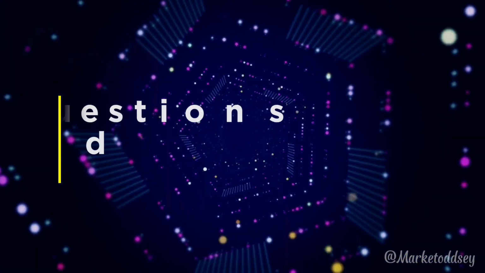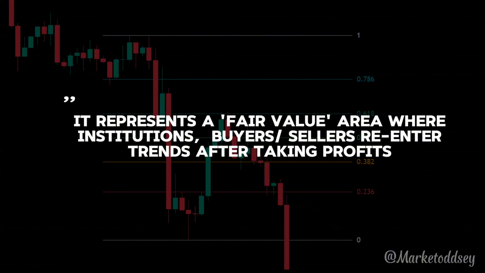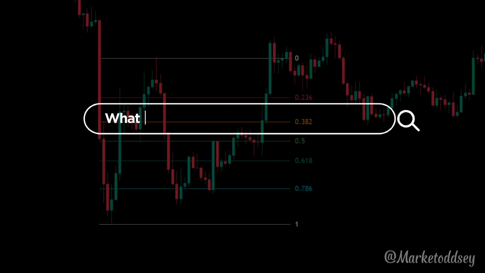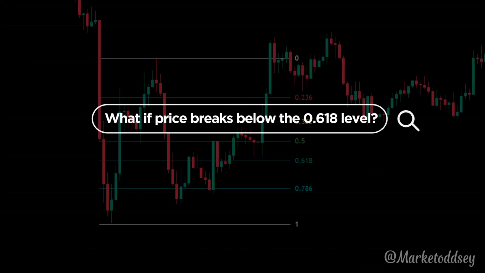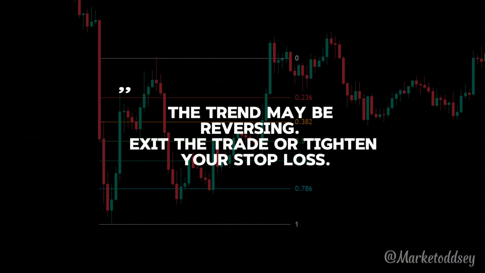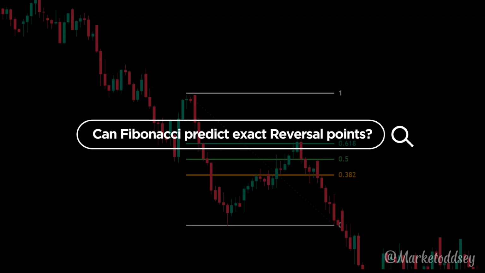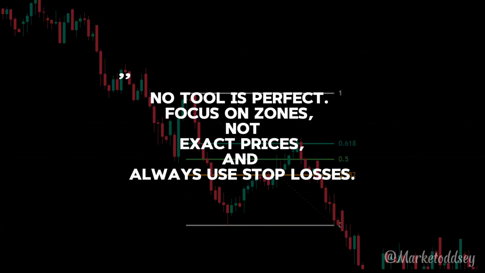Common questions answered. Why does the golden zone work? It represents a fair value area where institutional buyers and sellers re-enter trends after taking profits. What if prices break below the 0.618 level? The trend may be reversing. Exit the trade or tighten your stop loss. Can Fibonacci predict exact reversal points? No tool is perfect. Focus on zones, not exact prices, and always use stop losses.